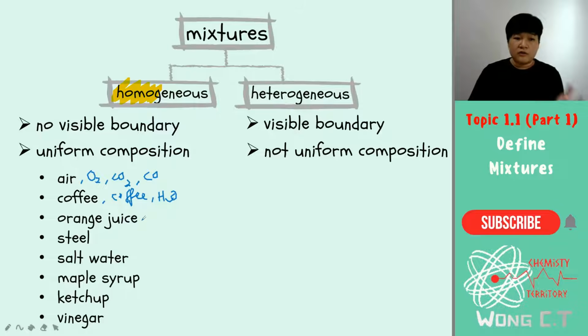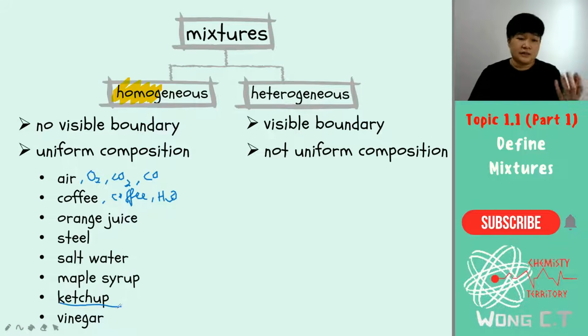Your orange juice, bear that in mind, this orange juice is without the pulp. Okay, so just pure orange juice without any solid in that. Steel, we know that steel is actually a mixture of different metals. So when you have steel, you cannot differentiate which one is copper, which one is iron, and so on. Salt water, like I said, maple syrup, ketchup, vinegar.